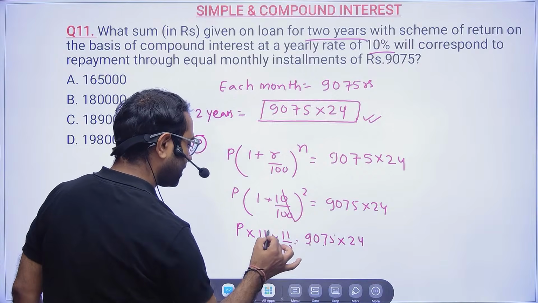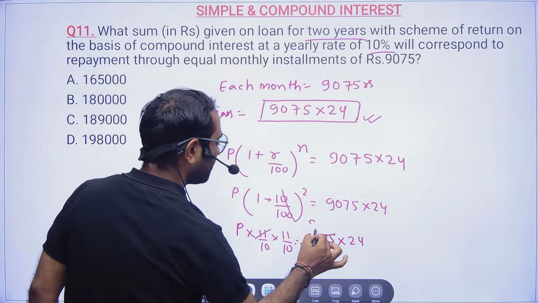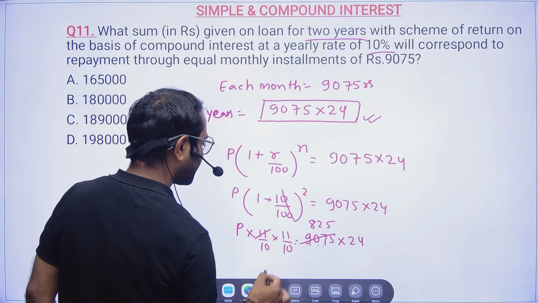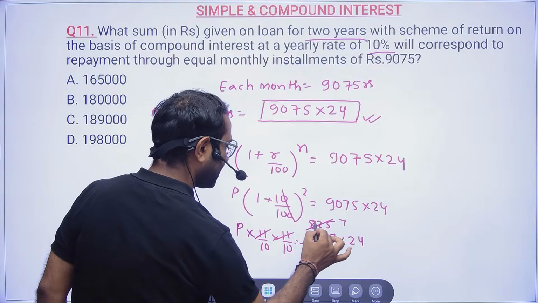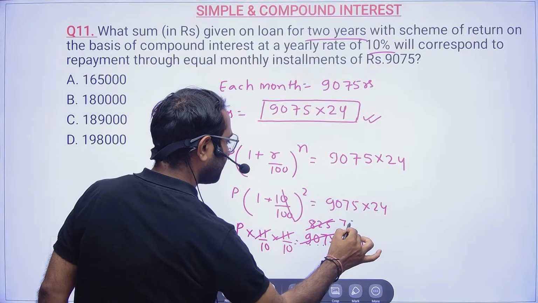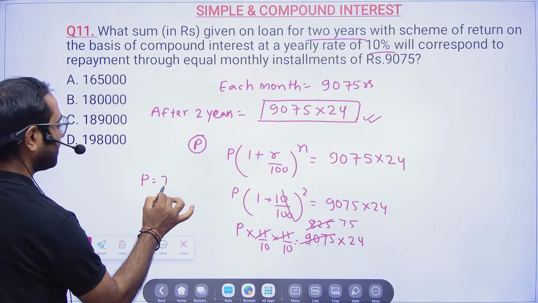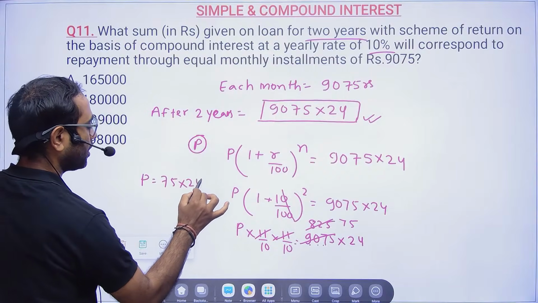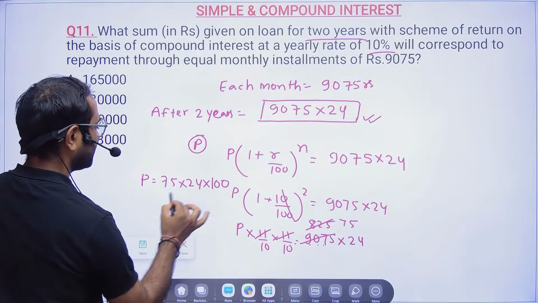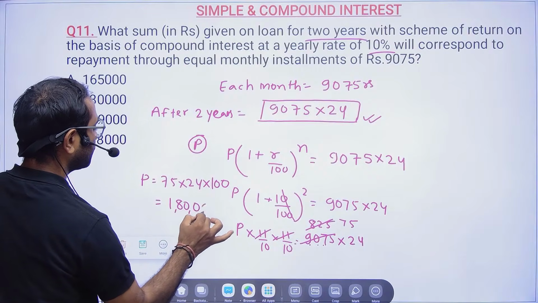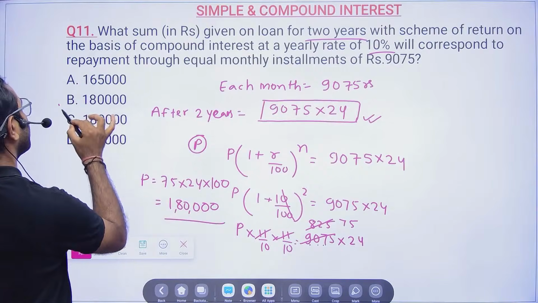Now it will cancel by 11. So 11 8s are 88, 11 2s are 22, 11 7s are 77, and so on. So basically P will be nothing but 75 into 24 into 100, which is nothing but 1,80,000. Option B will be the correct answer.